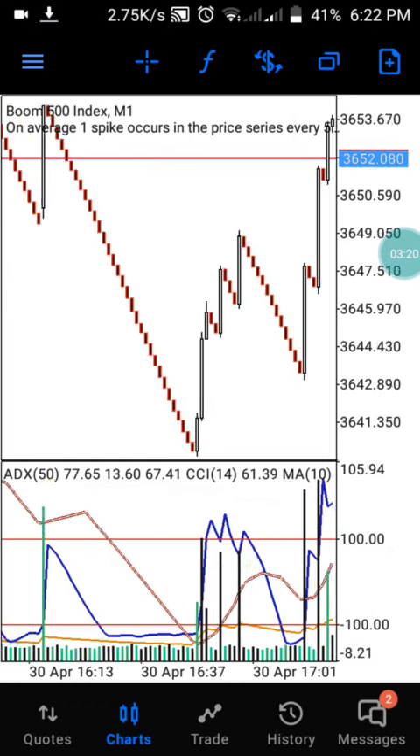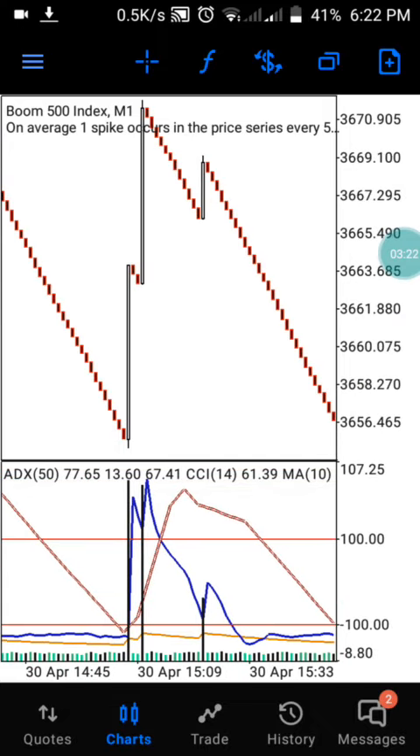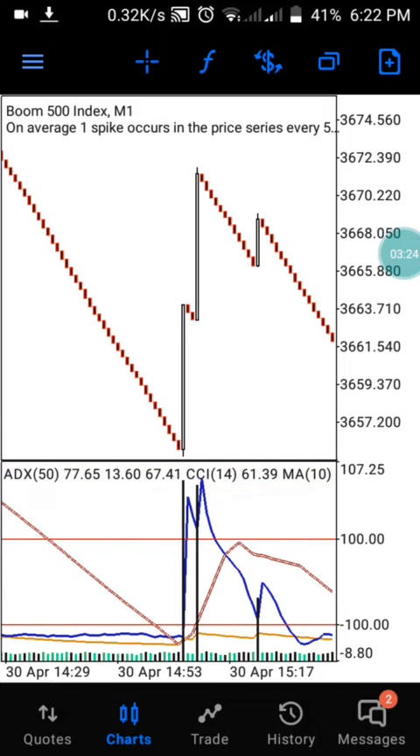So let me show you another sample of what I mean. It respects it a lot. Any time the three indicators went below the negative level, there is always a spike. There must be a spike, no matter what, there must be a spike.